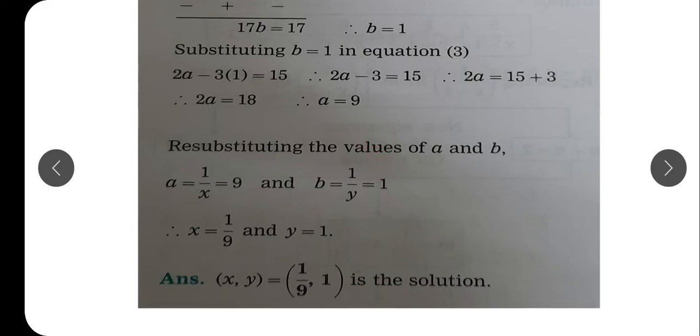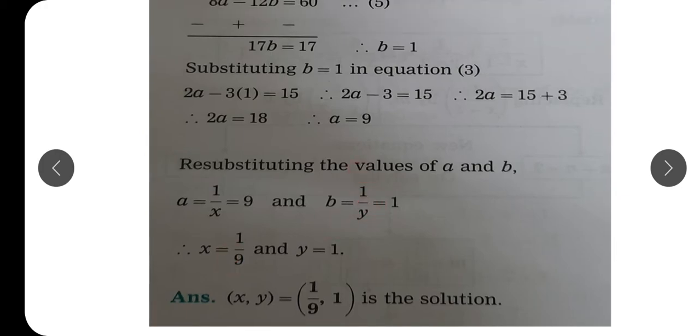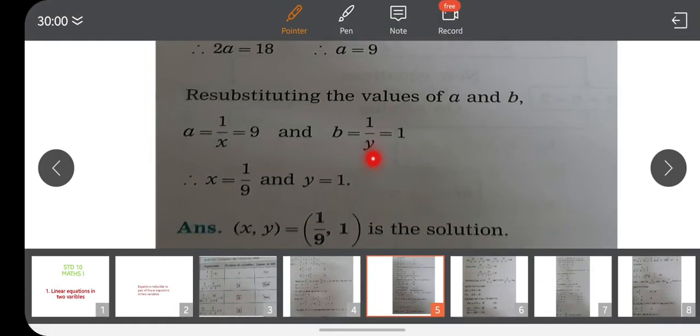Now again we get the values of a and b, but our equation is in x and y. Therefore, don't stop here. Again resubstitute the values of a and b in the substitution. That is, a is equal to 1 upon x, and a is equal to 9. Therefore x is equal to 1 upon 9. b is equal to 1 upon y, and b is equal to 1. Therefore 1 upon y is equal to 1, means y is equal to 1.